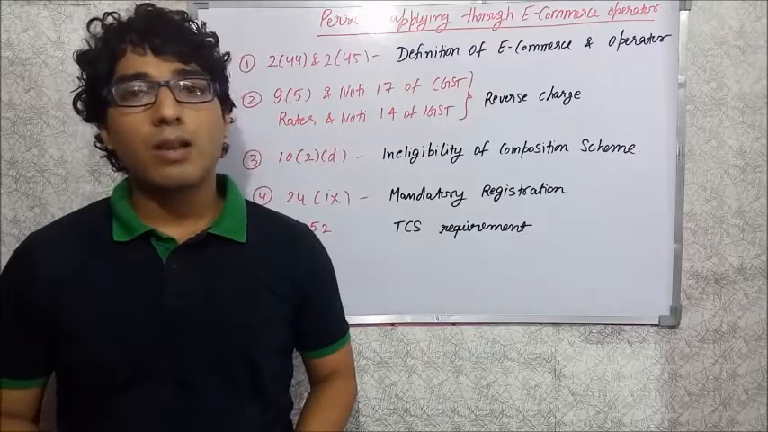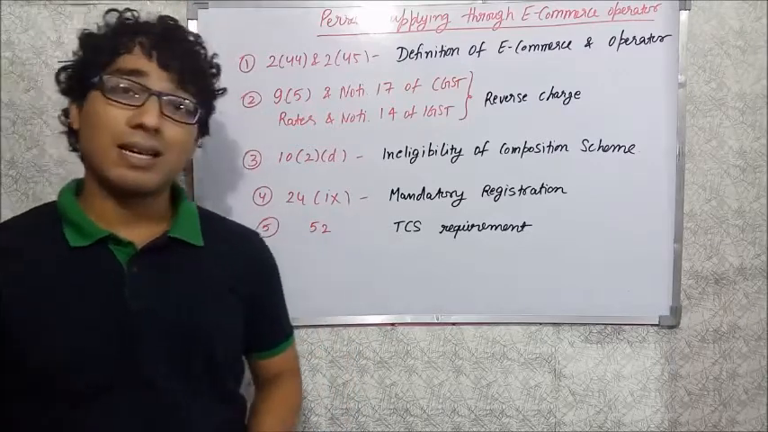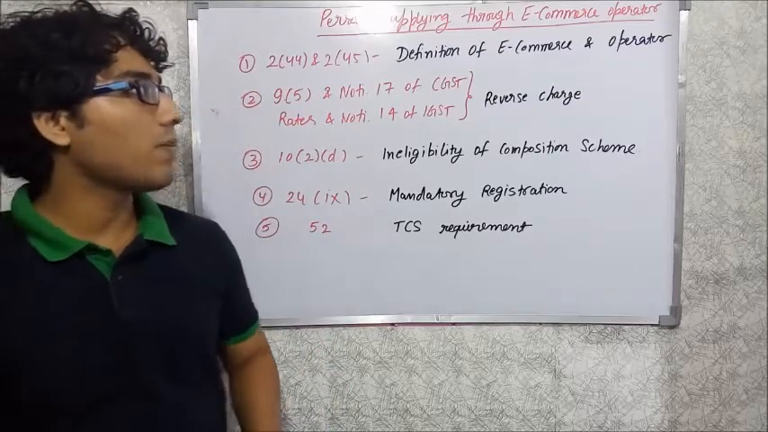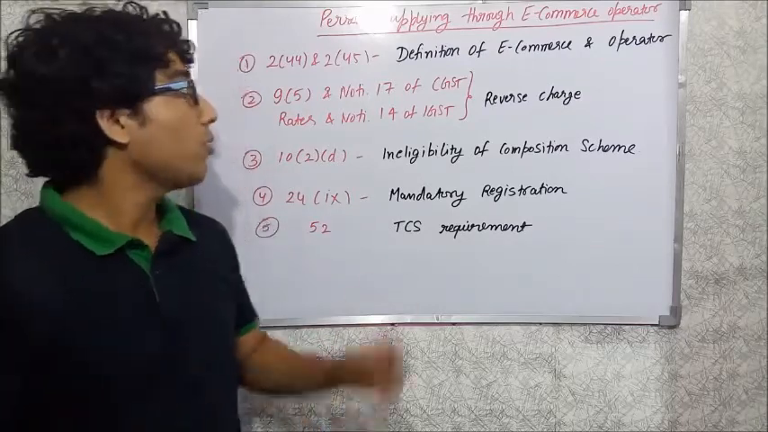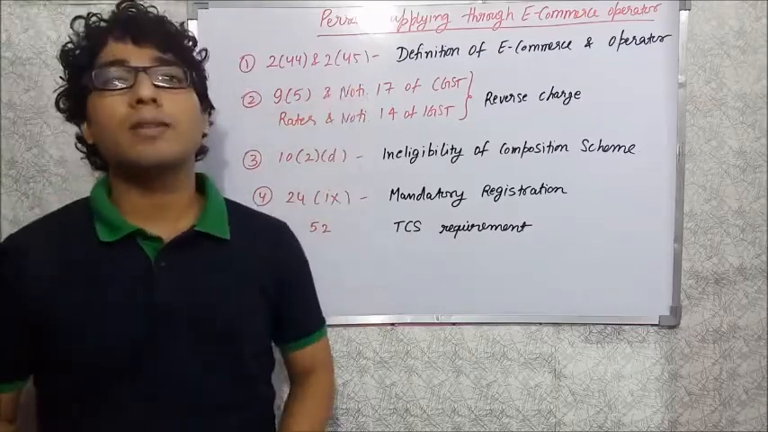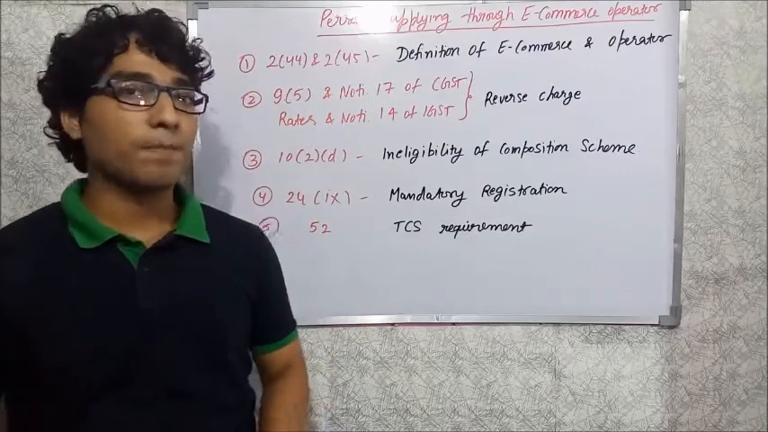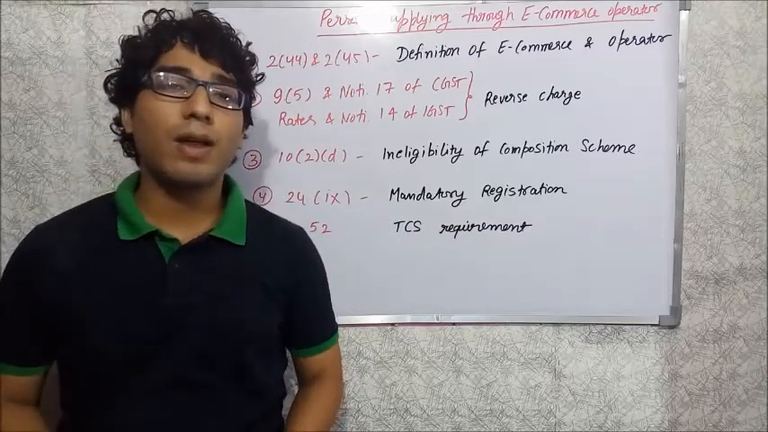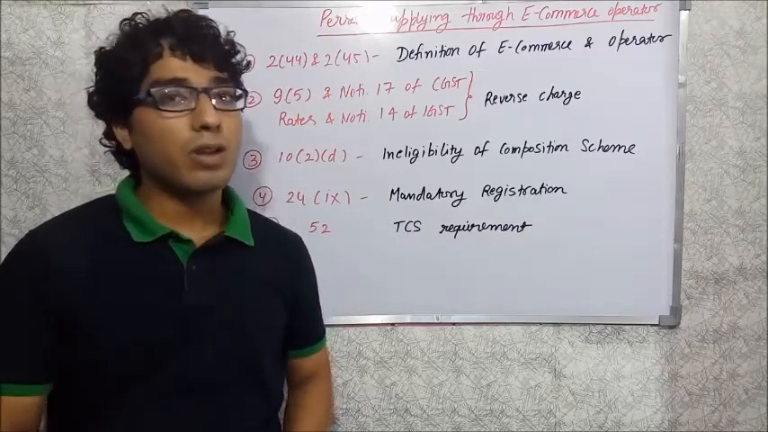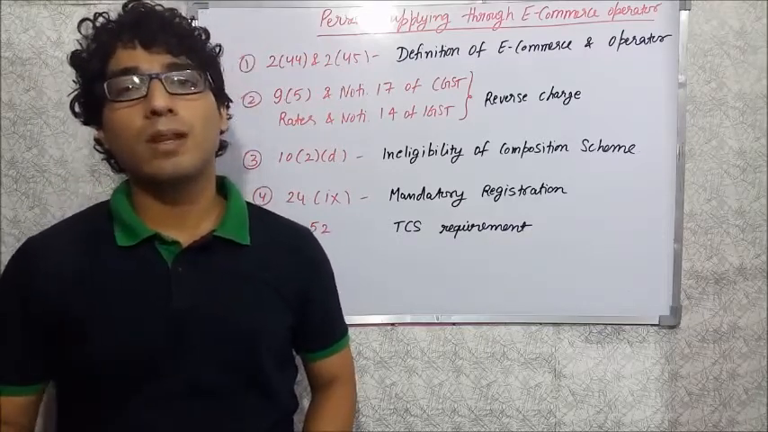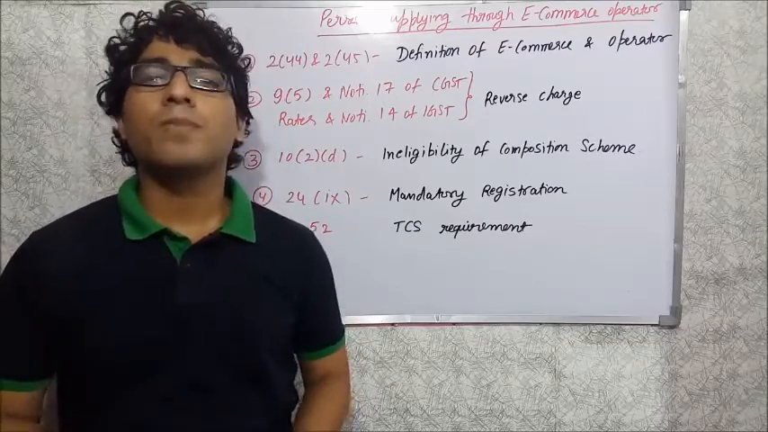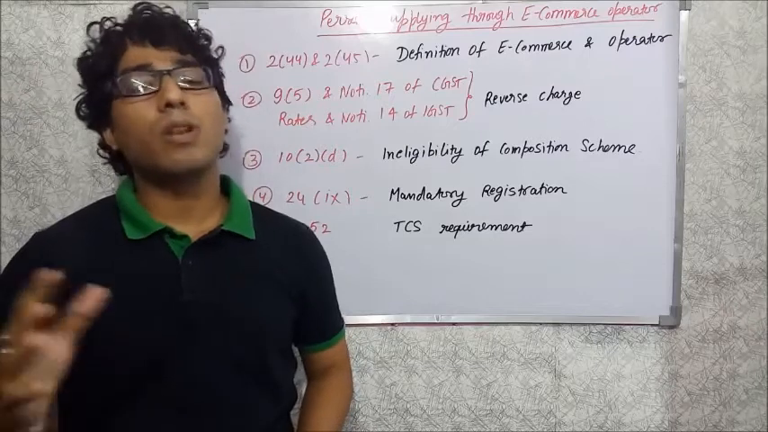Now we should take a look one by one at the provisions which will hit you if you are an electronic commerce operator. The first one is about the definition of electronic commerce and the electronic commerce operator. Section 2 subsection 44 and section 2 subsection 45 deal with the definition of electronic commerce and the electronic commerce operator. Electronic commerce basically means the supplying of goods or services by way of electronic means.